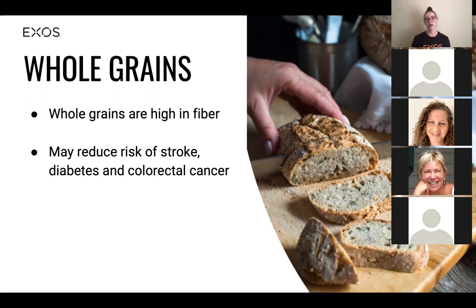And then this last bullet here: whole grains can help reduce the risk of stroke, diabetes, and even colorectal cancer. And this is because whole grains and fibers help to prevent the formation of small blood clots. And blood clots are definitely huge factors of stroke and diabetes. So a lot of benefits here for whole grains.